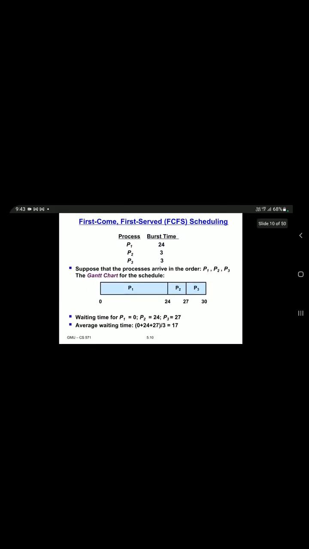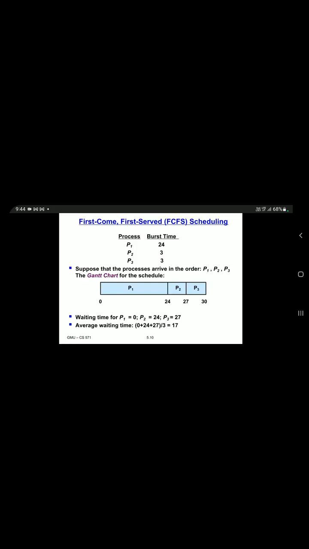Okay, now let's study the first come first serve scheduling algorithm. Here we have three processes, P1, P2, P3. The burst time for P1 is 24, for P2 it is 3, and for P3 it is also 3. So what is burst time? Burst time is the execution time, like how much time it takes to get executed. And the criteria for FCFS is arrival time. And as I already mentioned, its mode is non-preemptive, that is, we let the process complete its execution fully.